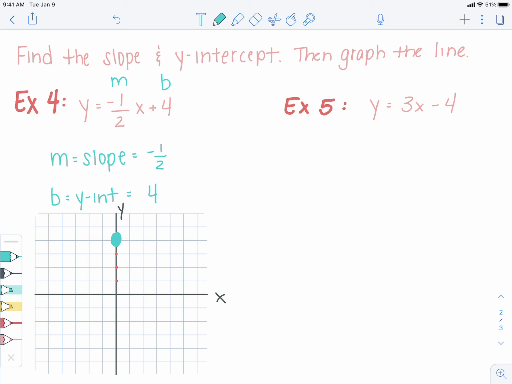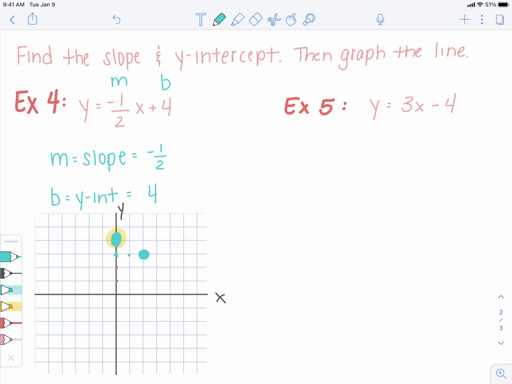And then I'm going to use my slope to tell me how many to move up and down and how many to move to the right. So since my slope is negative 1/2, I'm going to go down 1 and over 2. I do that right from my y-intercept. So I go down 1, which brings me here, over 2, which brings me there. And once I have 2 points on that line, I can draw that line through there. I don't need any more points.